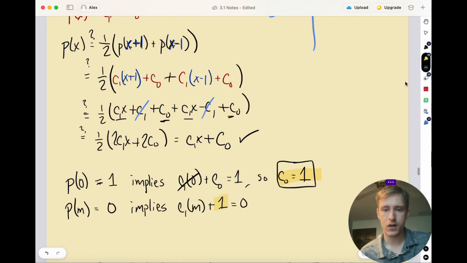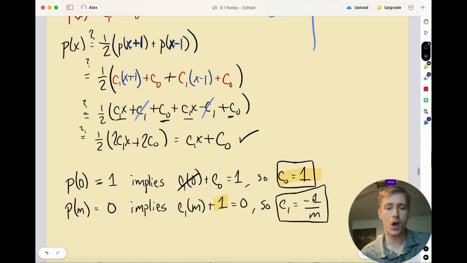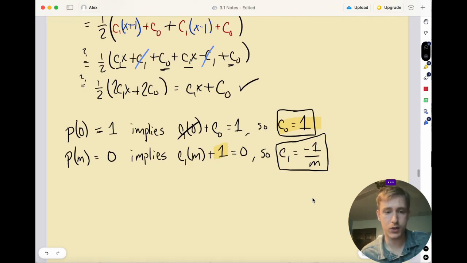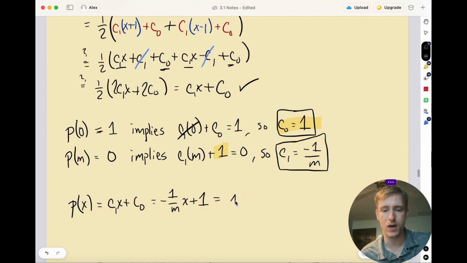Okay, so now we just have to solve for c1. Well, c1 is going to be negative 1 over m. There we have it. So all in all, to answer your question, the probability function, which depends on the variable x, is going to equal c1x plus c0, which is minus 1 over m x plus 1, which I'm going to write in a slightly better way as 1 minus x over m.